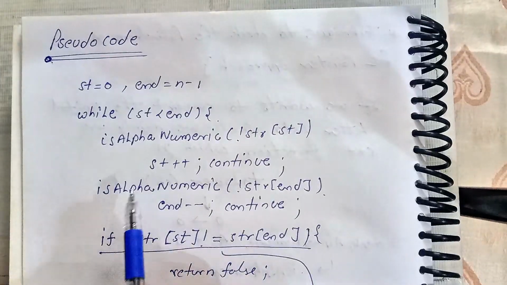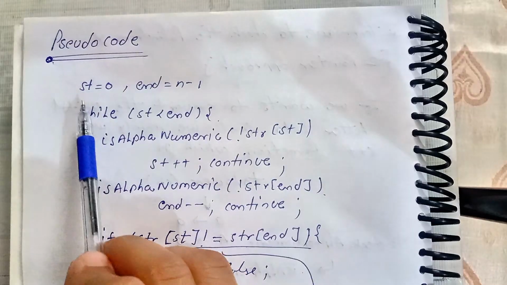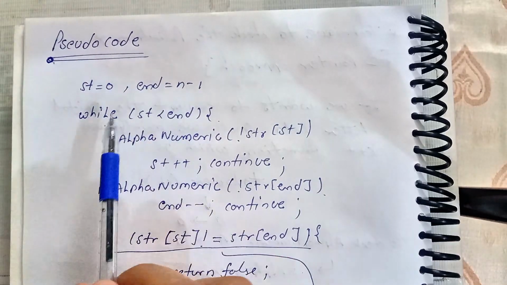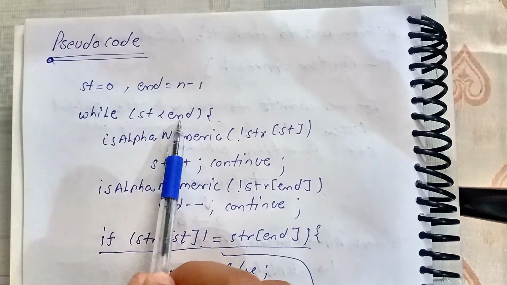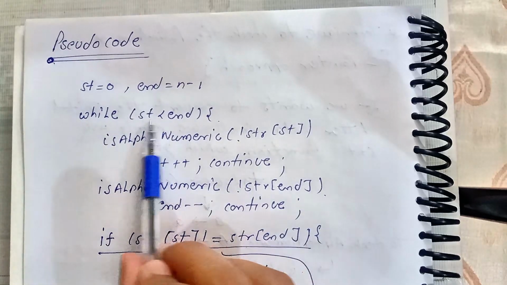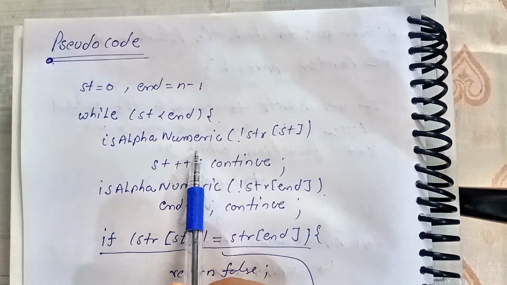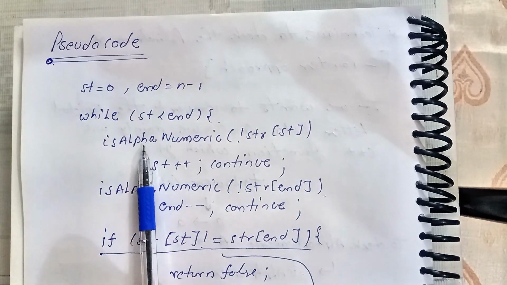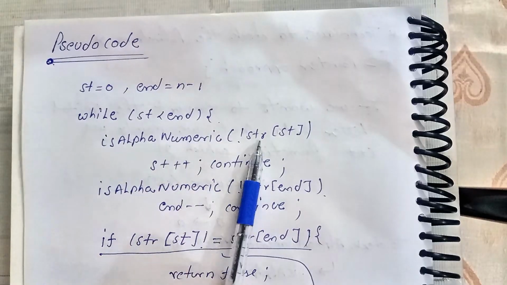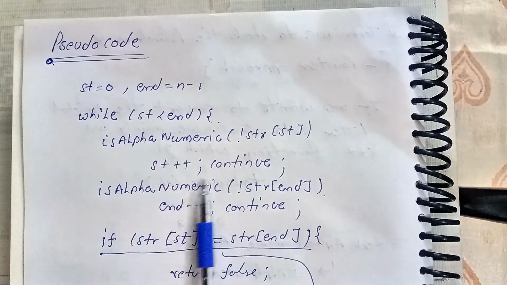So the pseudocode of that problem is we will create two pointers. After that we will give one condition in a while loop. If this condition follows, then only we will enter this loop. First we will check whether the string is in alphanumeric form or not, then only we will continue.